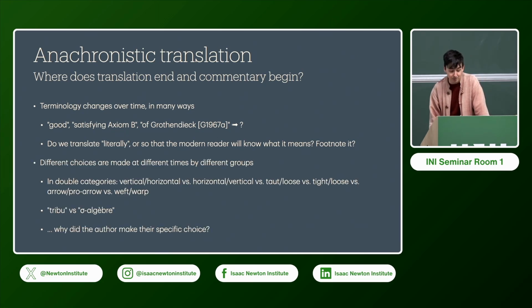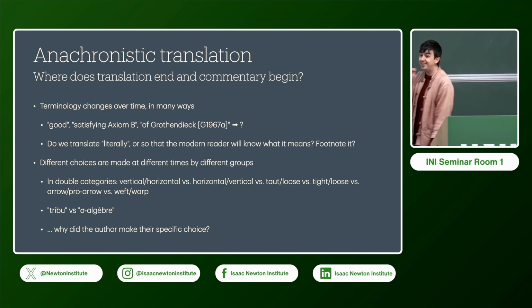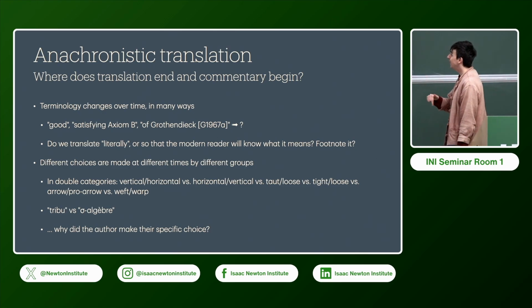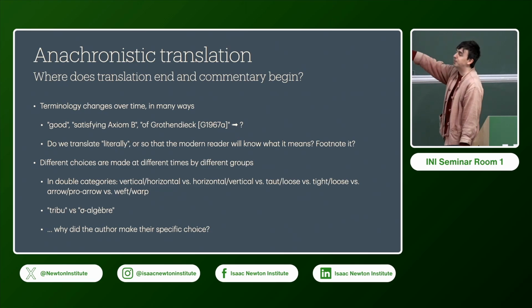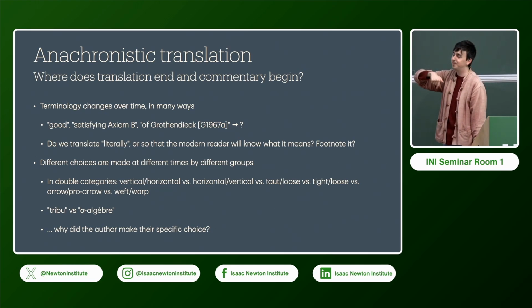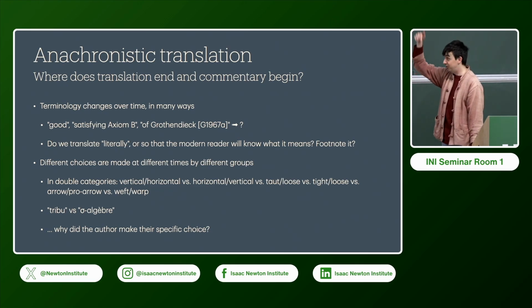This is further compounded by different choices made at different times in different groups. Even now, as of 2025, in double category theory, there are two types of arrow, map, morphism. Even there, there's a lot of confusion. Some people call one vertical and one horizontal. Some people call the other one, which goes down the page, the horizontal arrow, and the other one vertical.